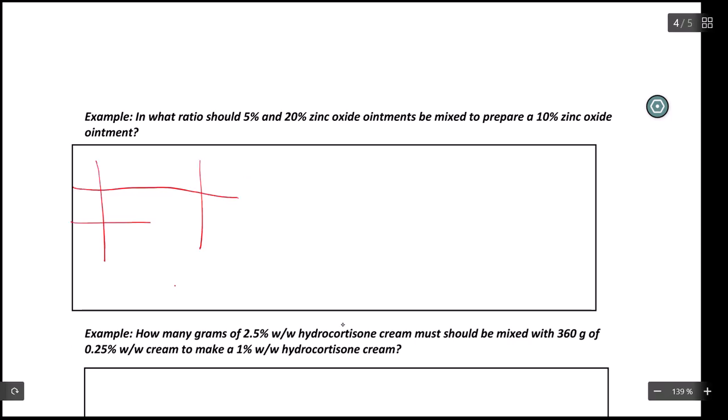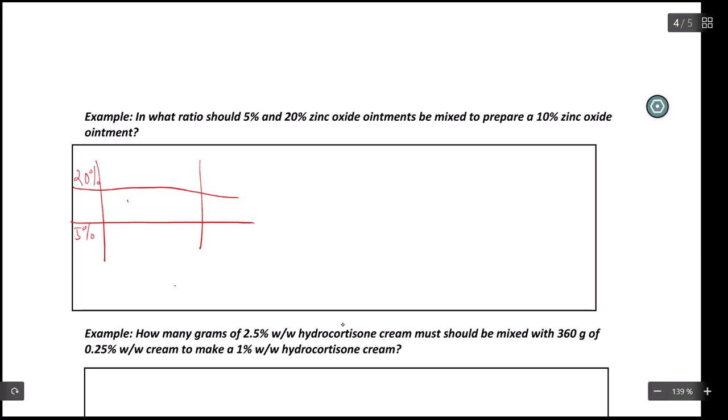In the top left of our checkerboard, we are going to put the highest concentration that we have. Notice it's 20%, so that's what I'm going to put there, 20%. The lowest one goes on the bottom, 5%. And the last thing I put in is the middle, which is the desired percent. The desired percent in this case is 10%.